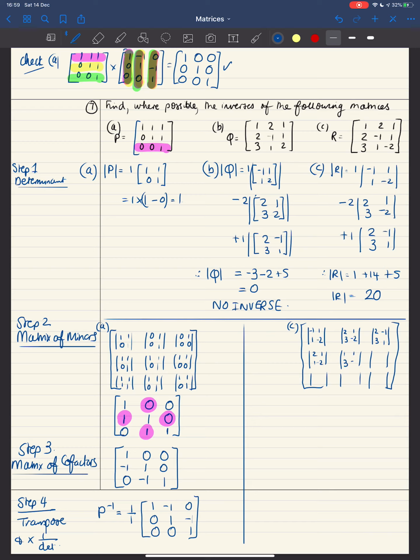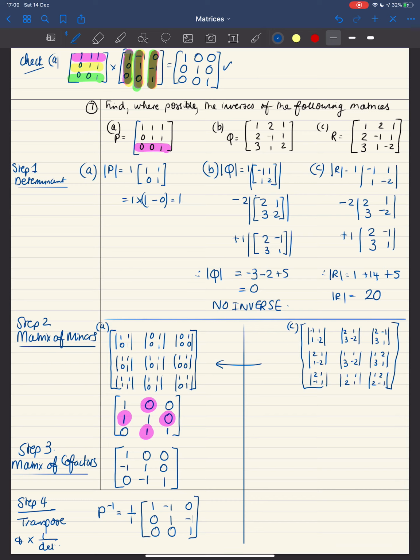So I'm doing exactly the same as I did in the previous one, so I don't really want to spend a lot of time doing this. 1, 2, 3, 1. This corner, 2, 1, minus 1, 1. This one, 1, 1, 2, 1. And then this last one, 1, 2, 2, minus 1.